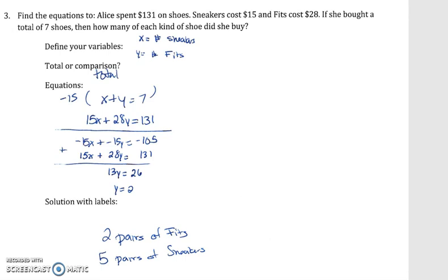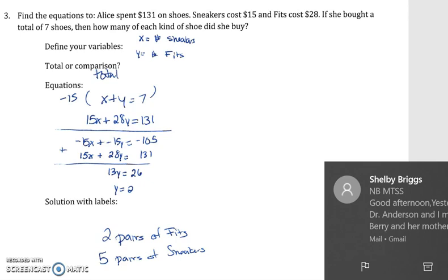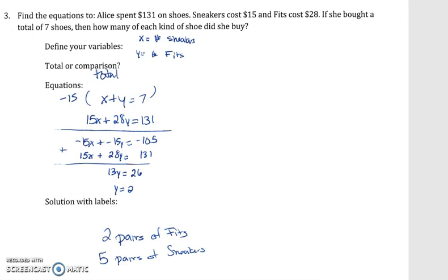So you know you're working with totals. It says how many of each kind of shoe could she buy? And so the types of shoes are sneakers and Fitz. So X is number of sneakers, Y is number of Fitz. Okay. We already know that she bought a total of 7 shoes.